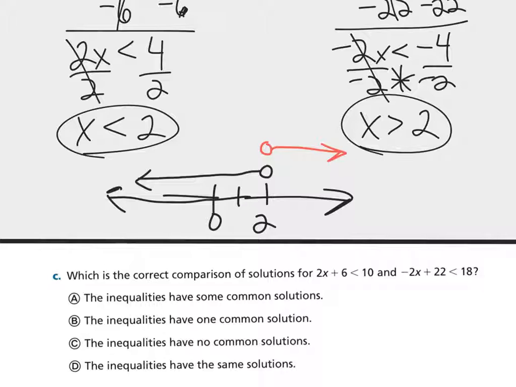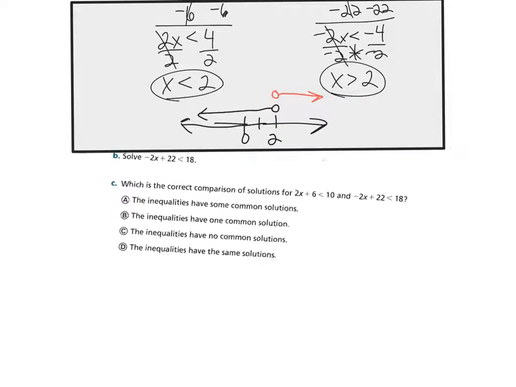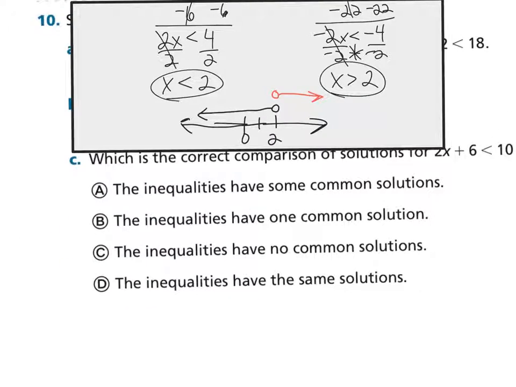If they both had the or equal to part, greater than or equal to, less than or equal to, there would be one common solution at 2. But in this case, the answer would be C. They have no common solutions.